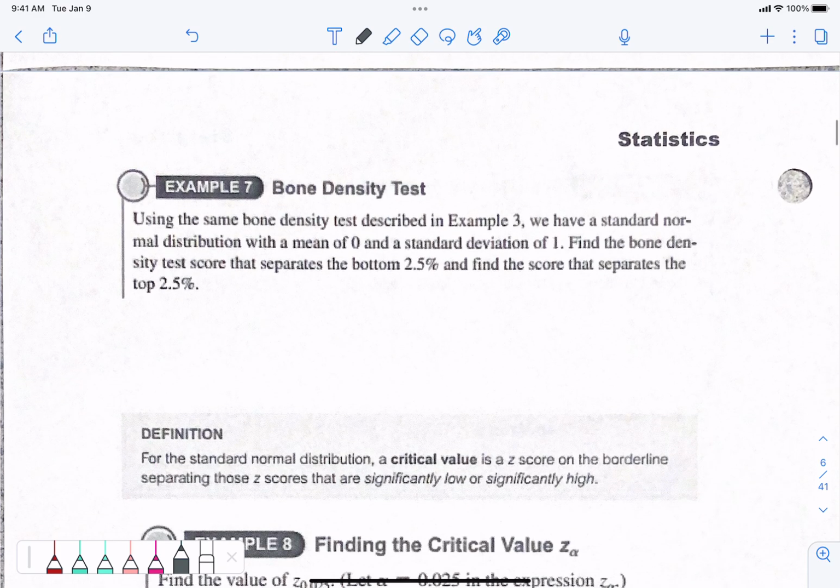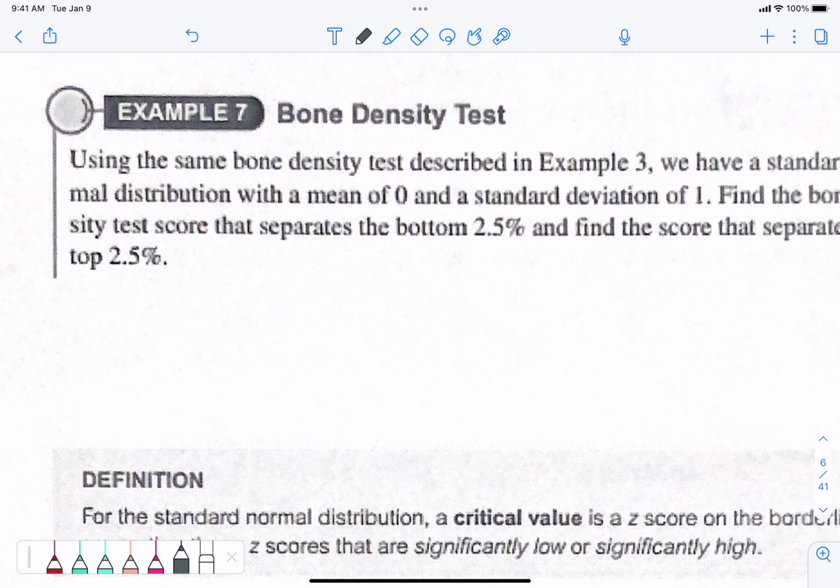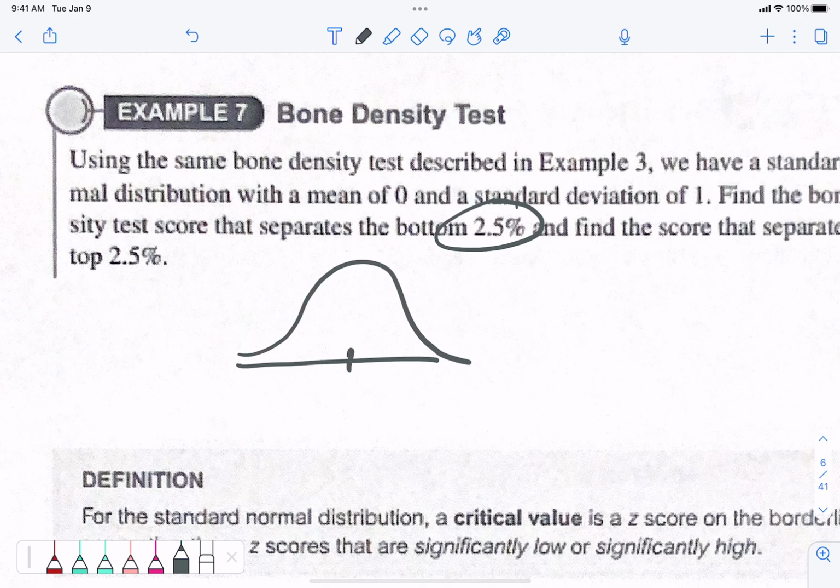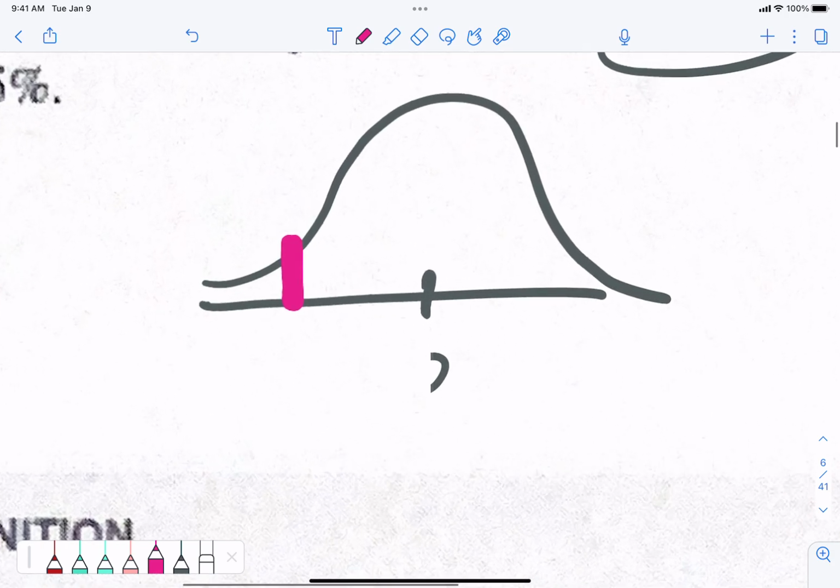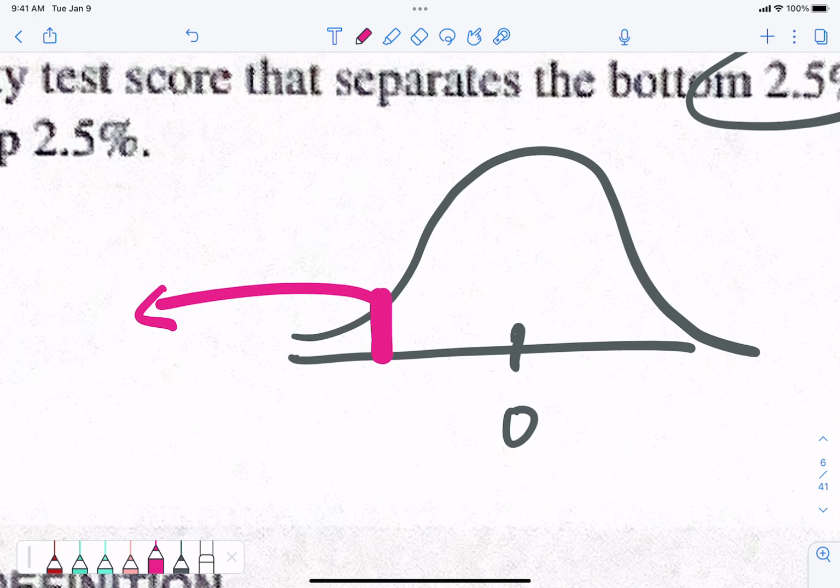Okay, let's do another one of these. This is the bottom 2.5%, okay? We're going to try to find the z-score for that one. Find the bottom 2.5%. Here's 0. If I am in the bottom 2.5%, I'm all the way over here. That means 2.5% are below me. And if I convert that to 4 decimal places like the chart has it, what is 2.5% as a decimal of 4?